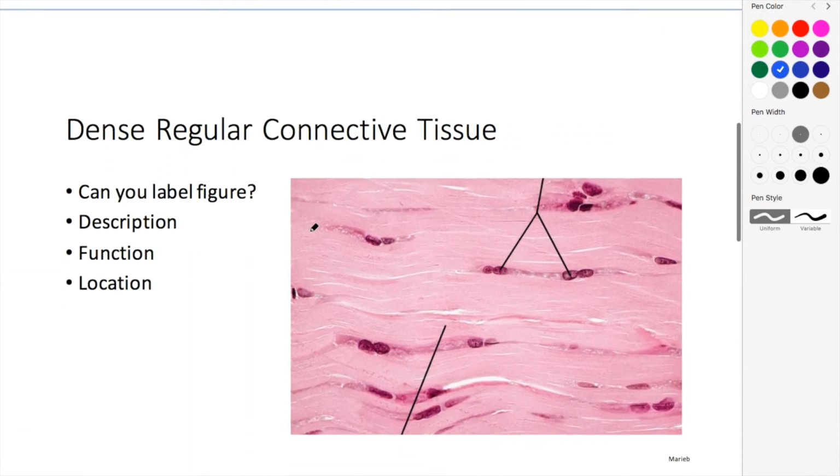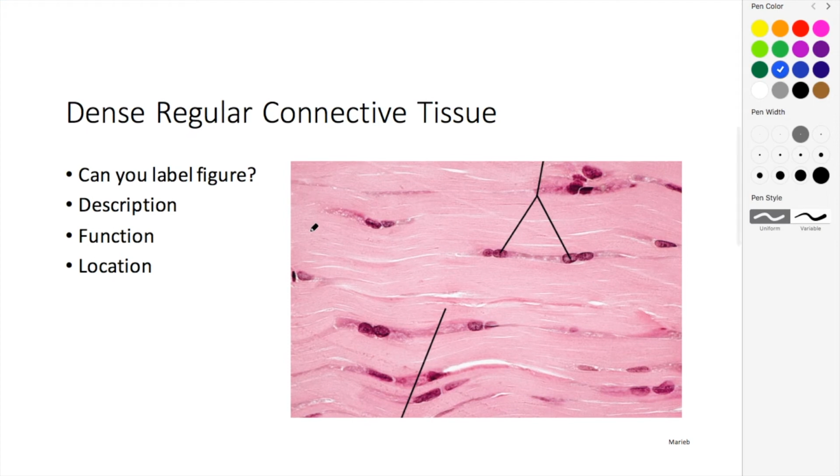Okay, let's see here. The first slide is going to focus on the dense regular connective tissue. The first thing I want to do is just focus on the diagram and try to figure out what's going on there and what are the elements in the diagram. Can you label the figure? From past experience, you should just know that there are some structures going on there and you can figure out what those might be, right? So let's see this. As you see here, I pointed out the arrow.